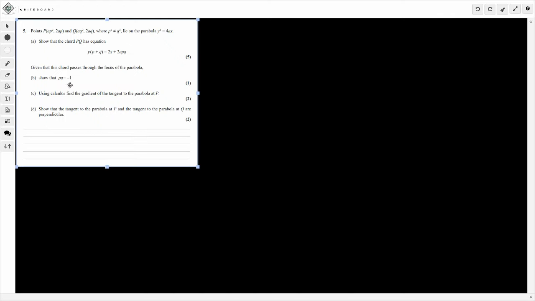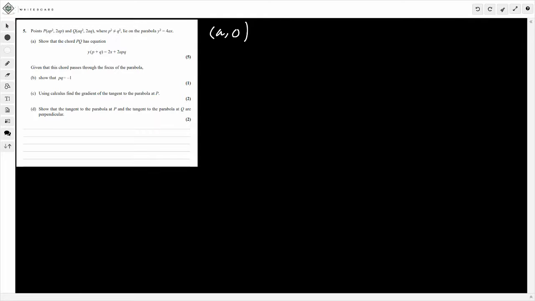So moving on with part B here, we have to show that PQ is equal to minus 1. And we're told that this chord here passes through the focus of the parabola. So that's a big clue there, and it's only 1 mark, so hopefully it's clear it's going to be pretty quick. All we need to actually do is sub in a 0.